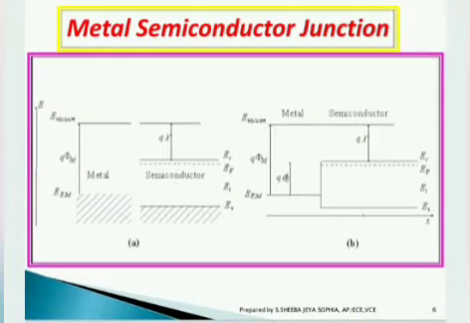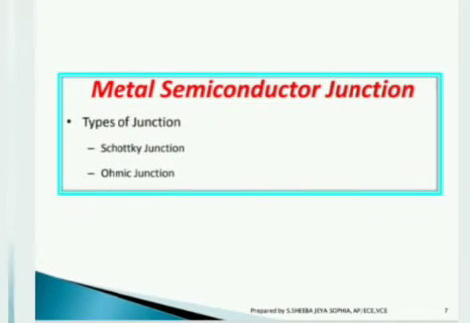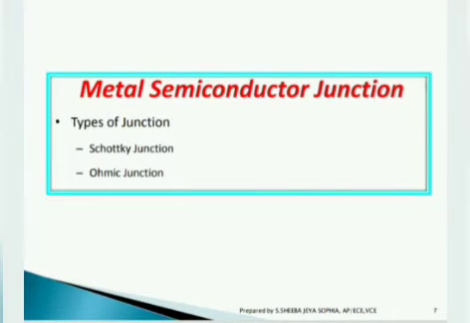This is the energy band corresponding to this metal semiconductor junction, where you can clearly see the vacuum level as well as the Fermi level, which come into play when this metal to semiconductor conduction occurs in this material. There are two types of junctions available: Schottky junction and ohmic junction.